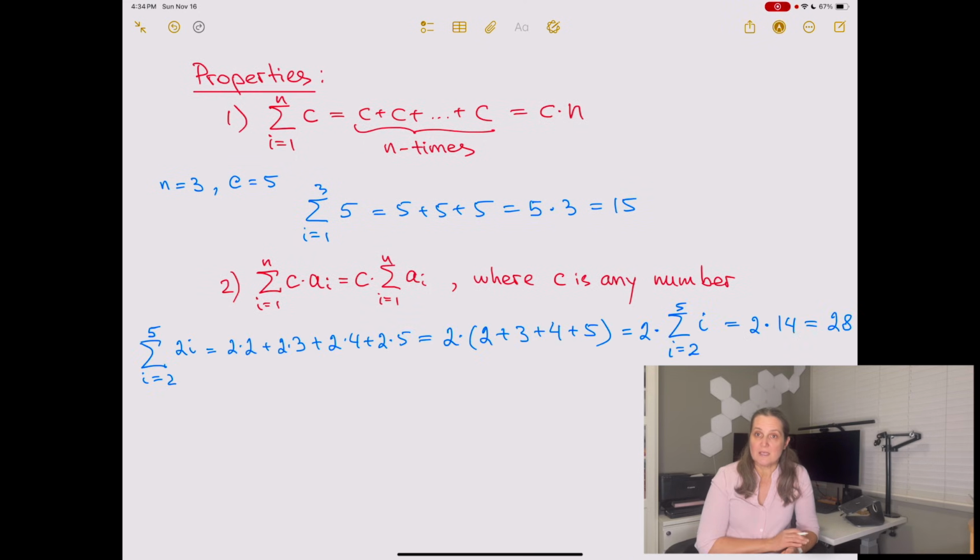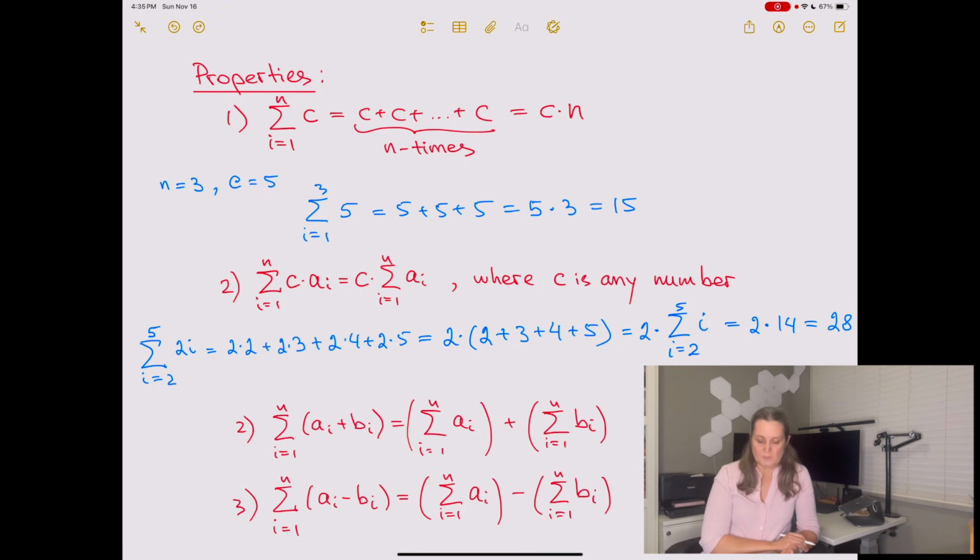In our earlier example, we had the sum starting from 2 to 5 of 2i. This is 2 times 2 plus 2 times 3 plus 2 times 4 plus 2 times 5. We clearly can factor out 2 and have 2 multiplied by the sum 2 plus 3 plus 4 plus 5, which can be written as 2 times the sum of i where i is changing from 2 to 5. Clearly 2 plus 3 plus 4 plus 5 is 14, so 2 times 14 is 28.